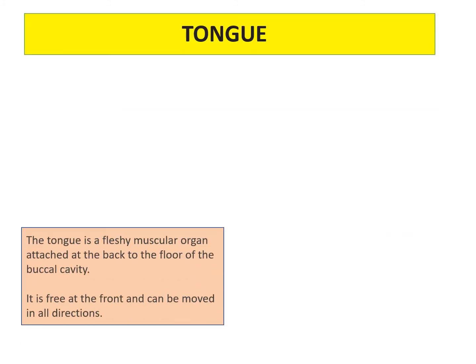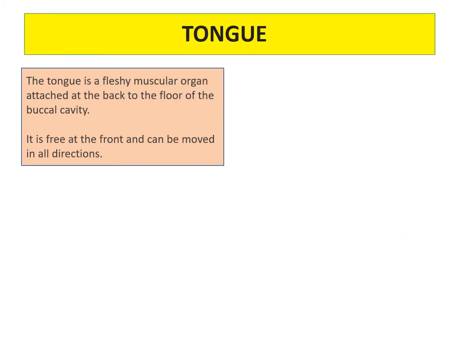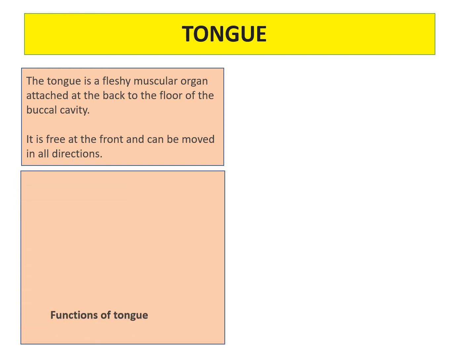Now students, the last part of the buccal cavity is the tongue. What is the tongue? The tongue is a fleshy muscular organ which is attached at the back to the floor of the buccal cavity. It is free at the front and can be moved in all directions.